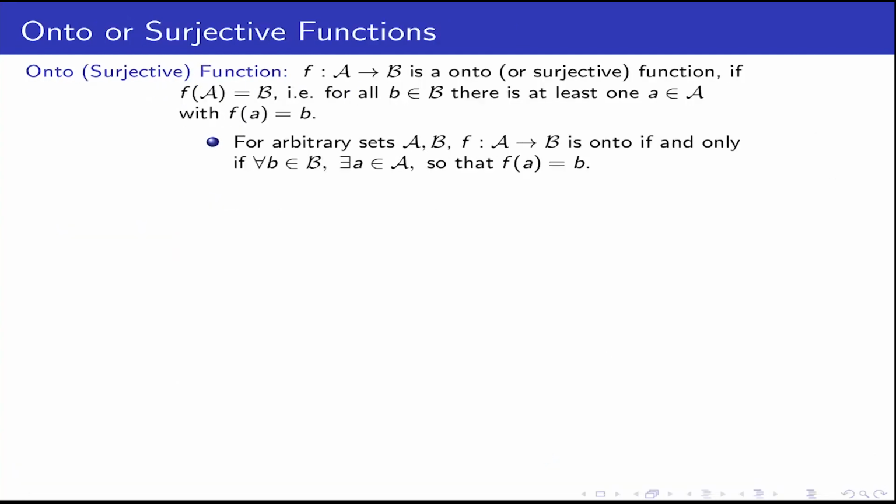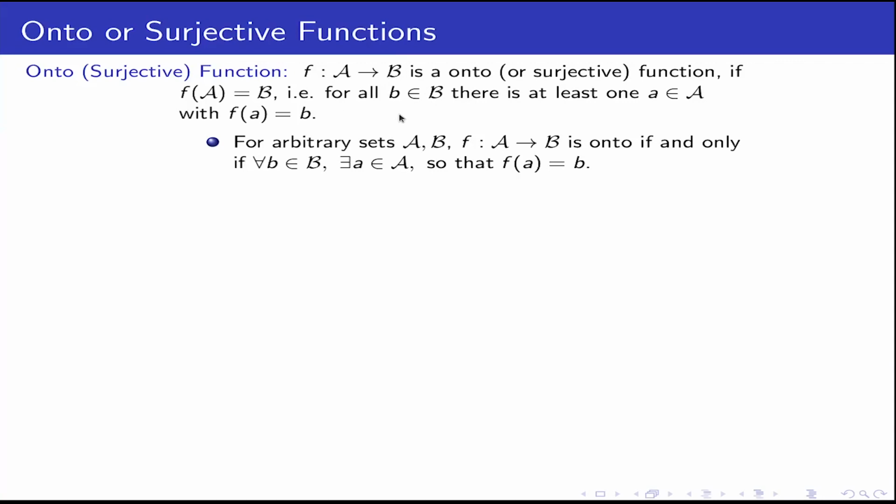The next category of functions that we study is called onto or surjective functions. Surjective functions are those where, letting f be a function from A to B, for all elements in B, I have at least one association from A. Note the difference from 1 to 1. Here, 1 to 1 says that there could be some elements in B which are not associated from it.